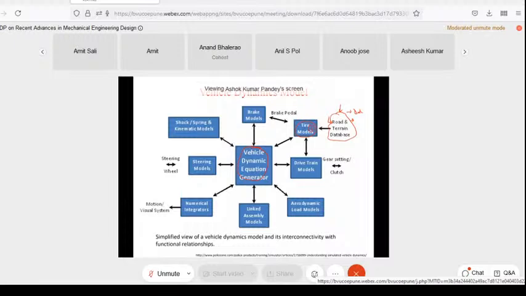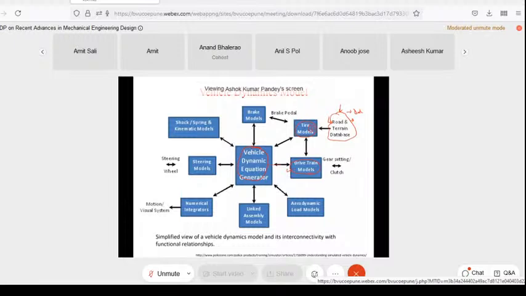After that, coming to drivetrains, this is how the power gets transmitted from the engine to the wheel, and finally this has to be interfaced, again, with the master equation. That particular thing we call drivetrain models.